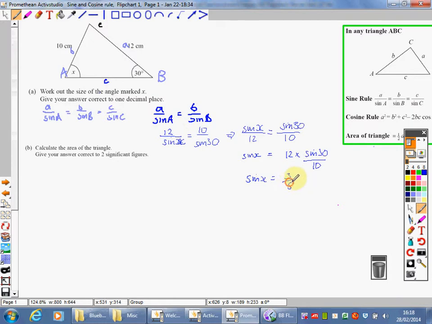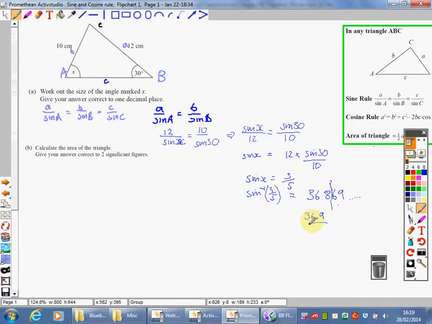I want to know what angle gives me 3/5, so I need to do inverse sin, or shift sin, of 3/5. Again, I'm on the calculator, so I'm pressing shift, sin, bracket 3 over 5 close bracket, equals 36.869, and then some more. They've asked for the answer correct to one decimal place, so I need to chop the number off there. That means it would be 36.9 when I round it up.